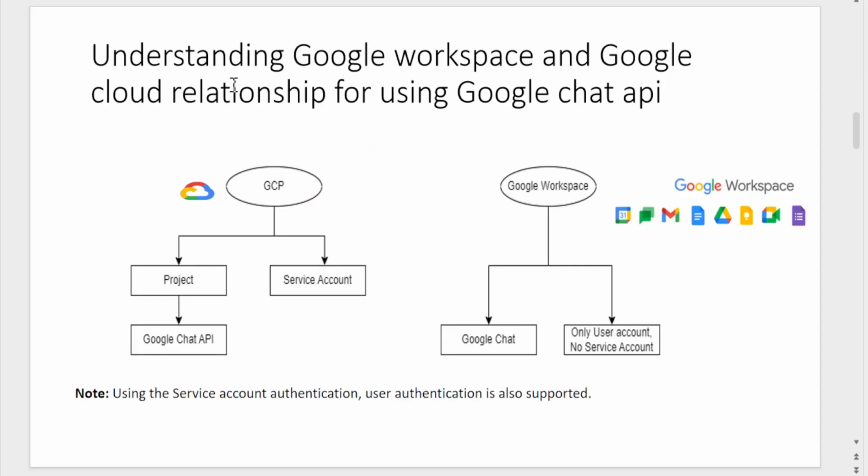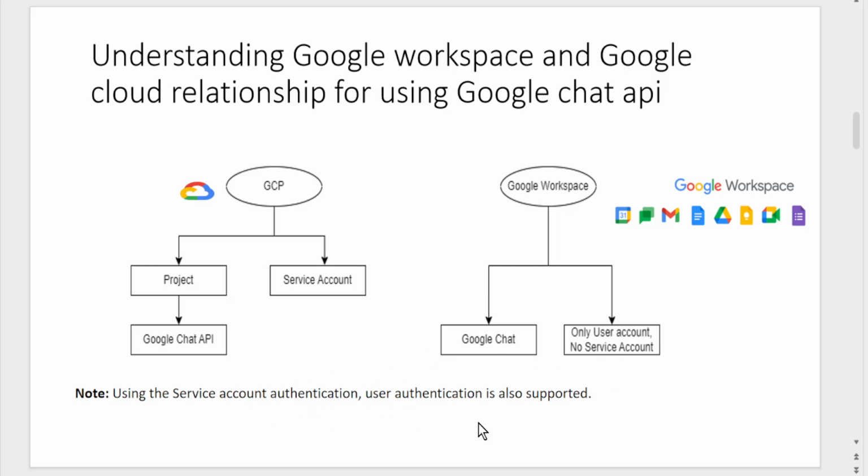Before going to them, let's understand the Google Chat API relationship between Google Cloud and Google Workspace. On Google Cloud, we need to configure a project. Inside the project, we can enable the Google Chat API and associate the service account to the Google Chat API. On Google Workspace, we have the Google Chat application, and other applications are Gmail, Excel sheet, Google Drive. We have user accounts here but not the service accounts.